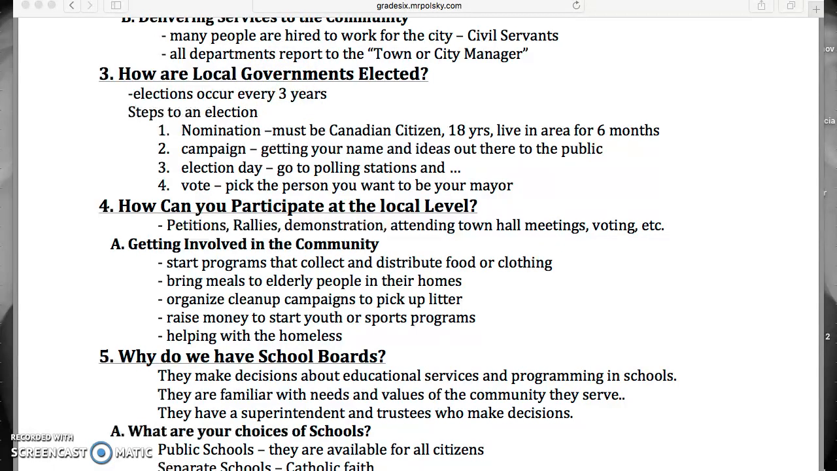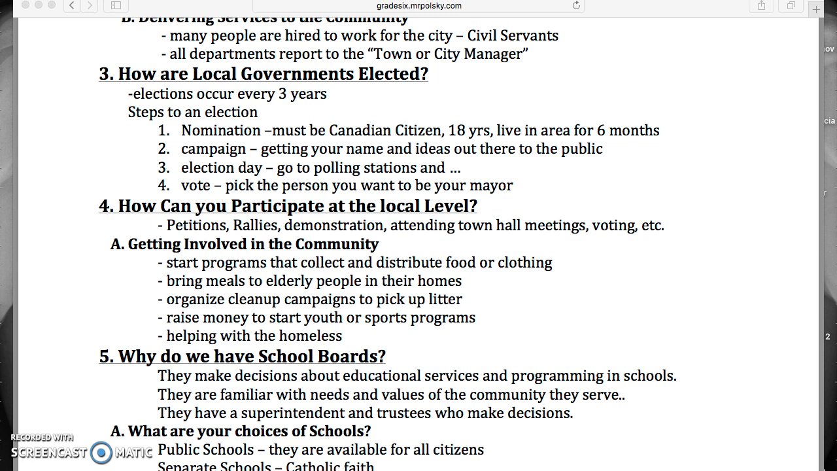So here are the steps. Number 1 is nomination. So not just anyone can be nominated. You have to be a Canadian citizen. You have to be 18 years or older, and you have to have lived in the city for at least 6 months.